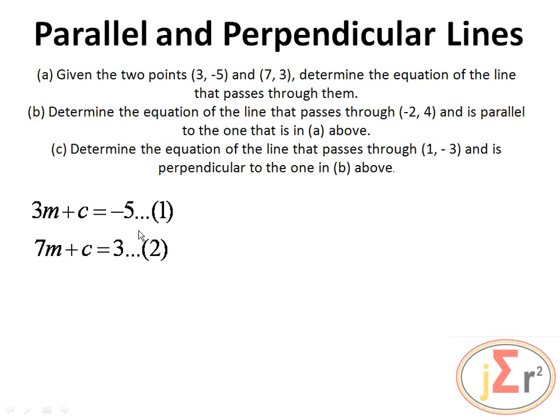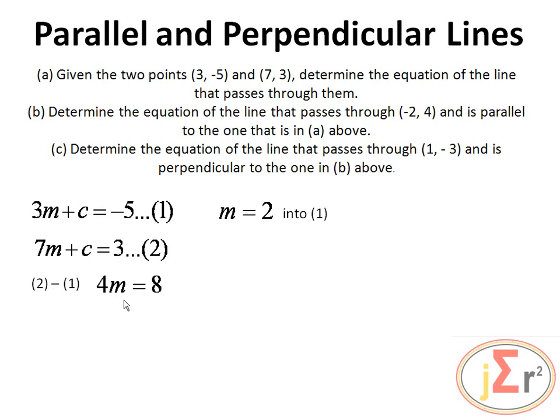Of course, as usual, the c's here are equal, so we can subtract. So let us subtract. We're going to say equation 2 minus equation 1. 7m minus 3m is 4m. The c's are gone. And 3 minus negative 5 is 8. So the gradient is 2.